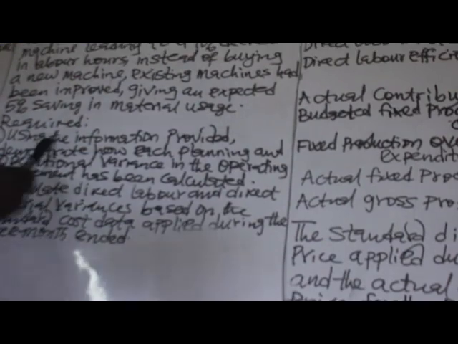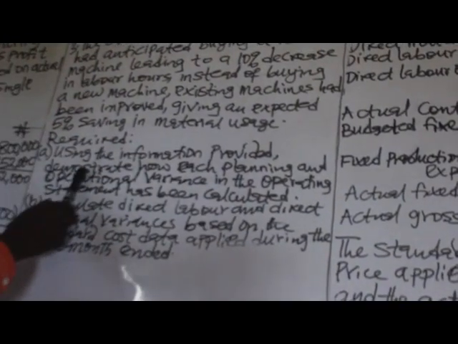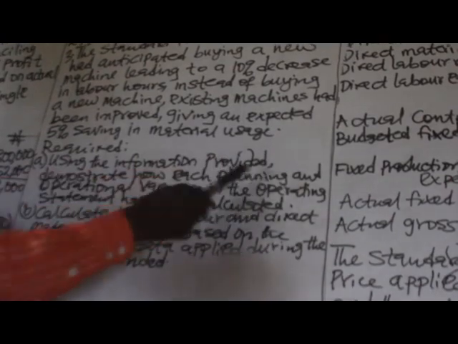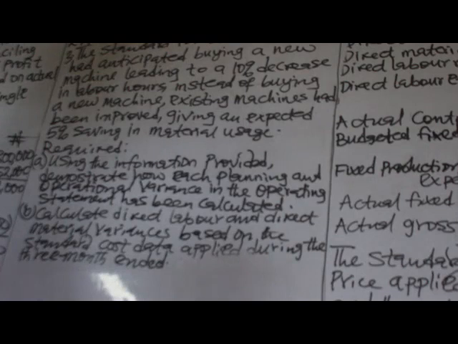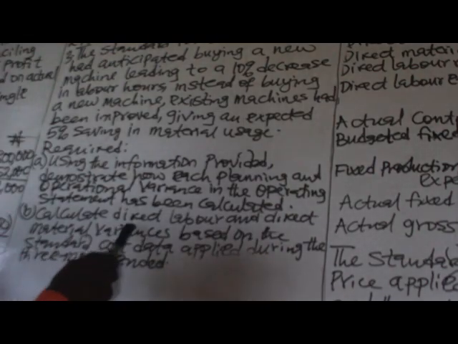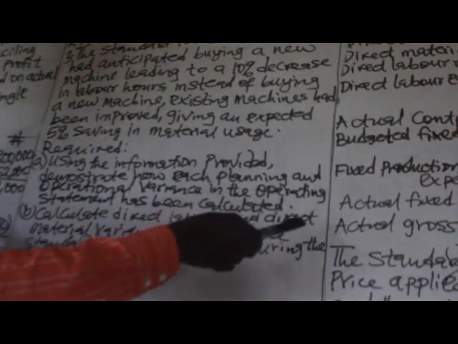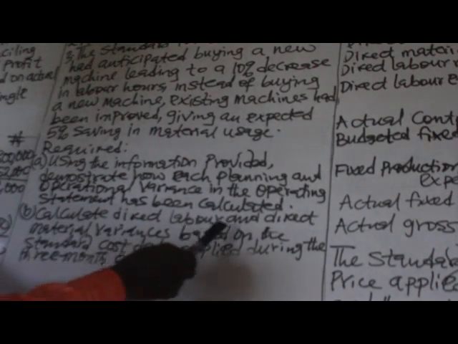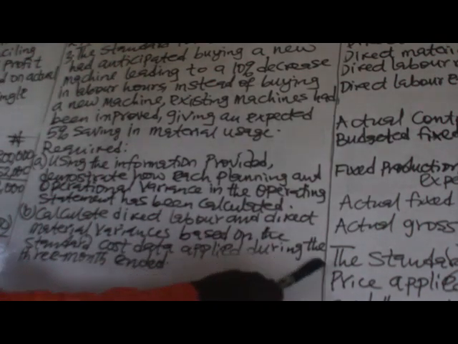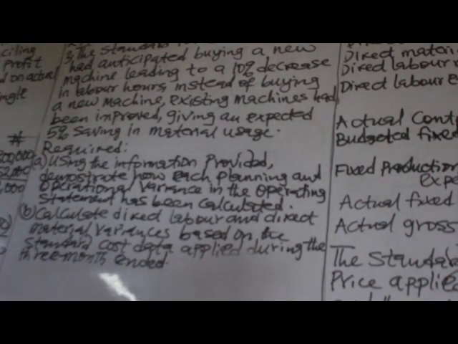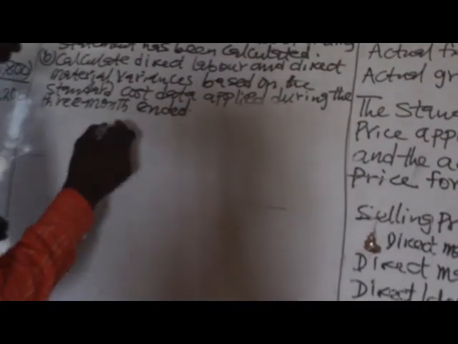A, using the information provided, demonstrate how each planning and operational variance in the operating statement has been calculated. B, calculate direct labor and direct material variances based on the standard cost data applied during the 3 months ended. So that is the question. This question is obtained from Workout Performance Management by Omolenwa. Now let's have the solution.